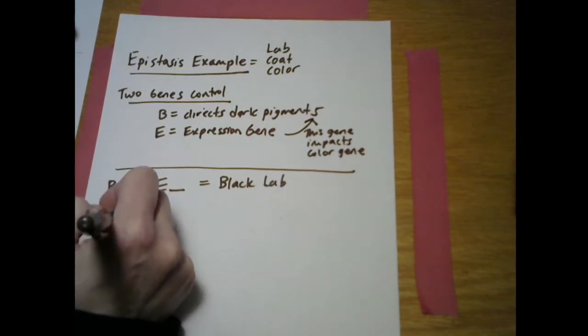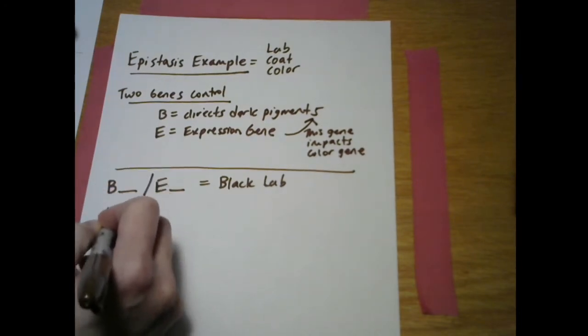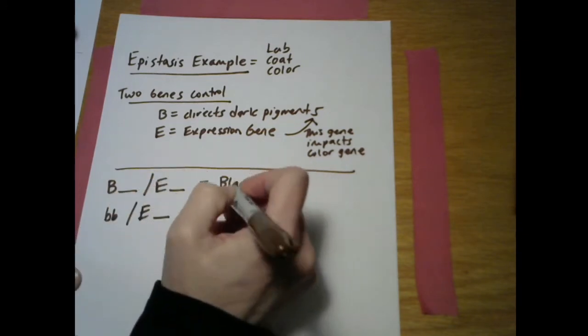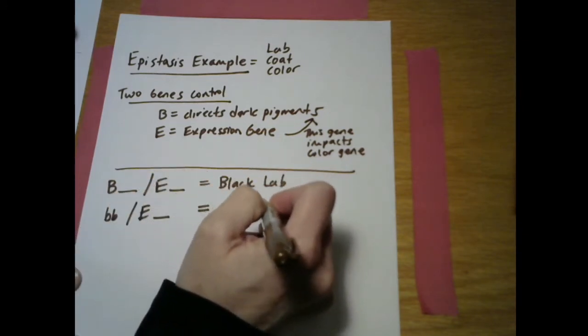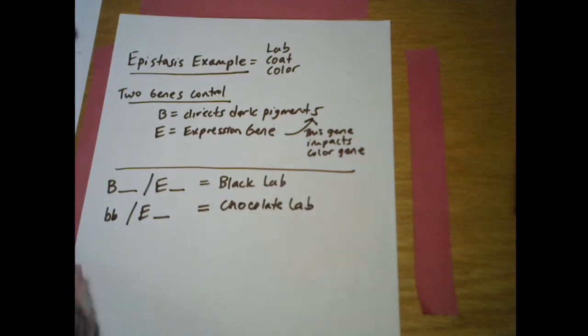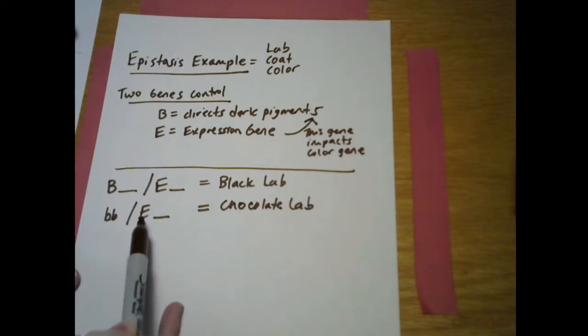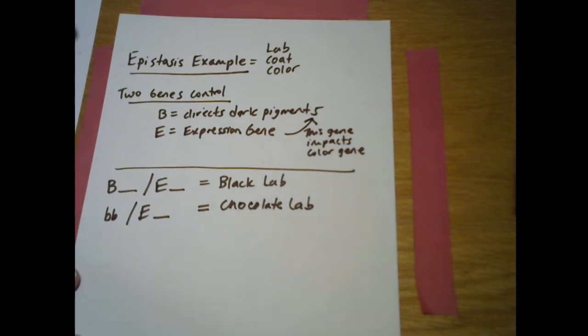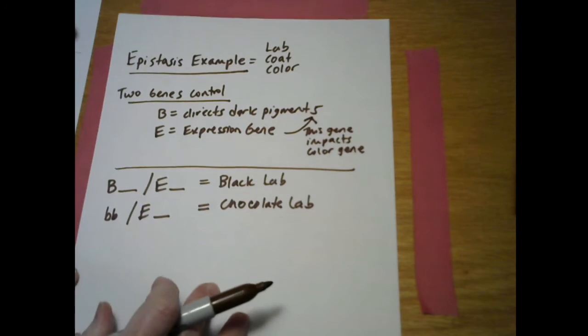Now, if you have small b, so you're recessive for that blackness, but you still have the expressor gene, then this gives you a chocolate lab or a brown lab. So again, we get a lighter color because we don't have that dark pigment, but we have the expression. So the brownness will be pulled all the way from the skin out and down the shaft of the hair so that we have this chocolate color all over your lab.